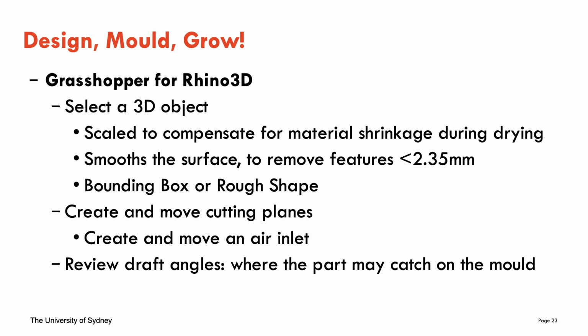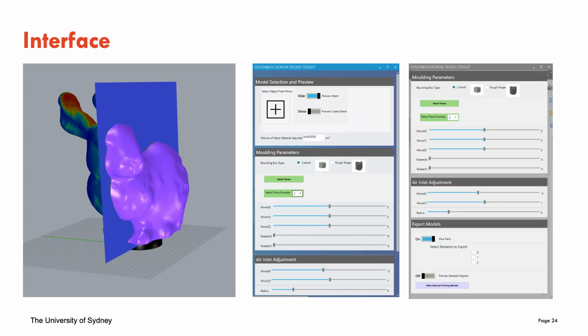It also allows us to review the draft angles, and this allows us to identify where the part may catch the mould when it is being removed. In this example, we can see that the ears of the bunny are probably going to be impossible to remove from the mould, and so more cutting planes may be required.